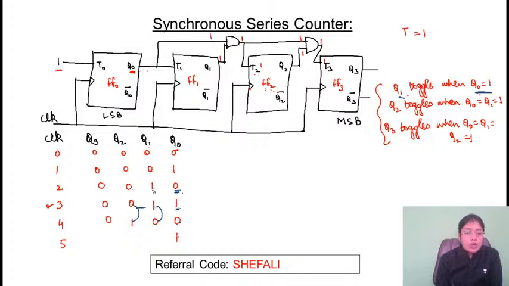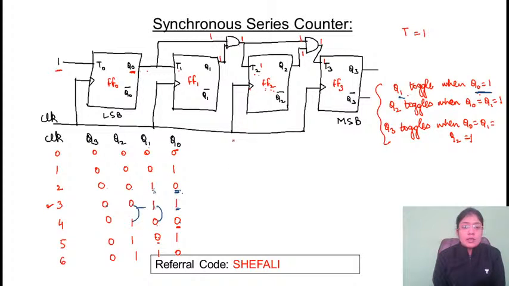So the value is toggled here. This value is 0, so this value won't toggle. If it doesn't toggle, the value remains the same. For the sixth clock, value will toggle. Value is 1, so it will toggle. Both the values are not 1, so it won't toggle.